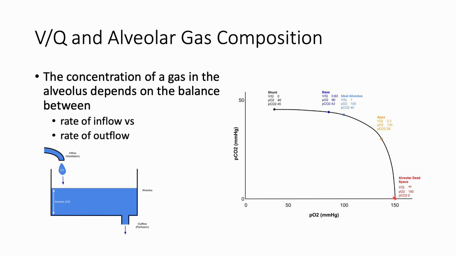And as the perfusion gets smaller and smaller and closer to zero, the gas composition will approach that of alveolar dead space. And this is why we can group together the low VQ units, because they have a similar effect on alveolar gas composition as a mixed venous shunt, just not to such an extreme degree. And we can group together all the high VQ units because they have a similar effect on alveolar gas composition as alveolar dead space, just not to such an extreme degree.